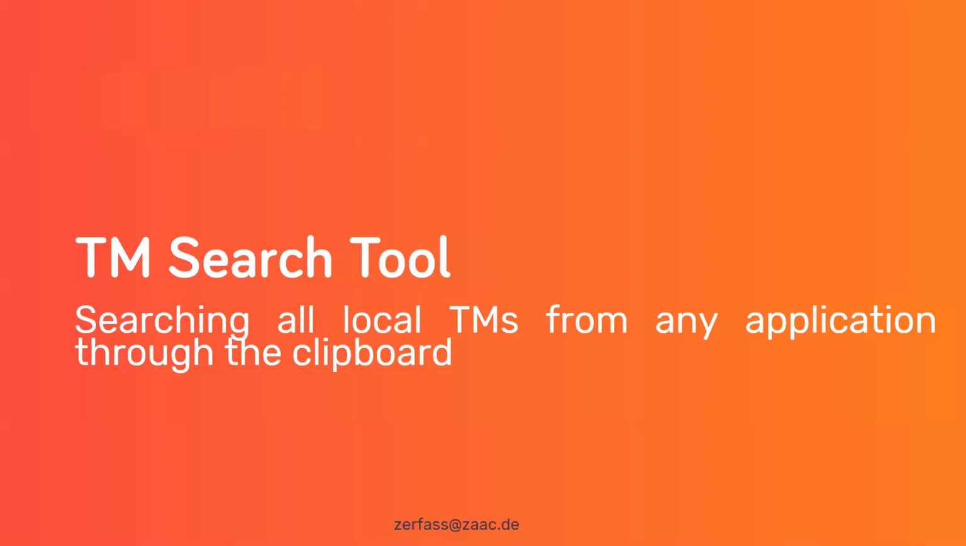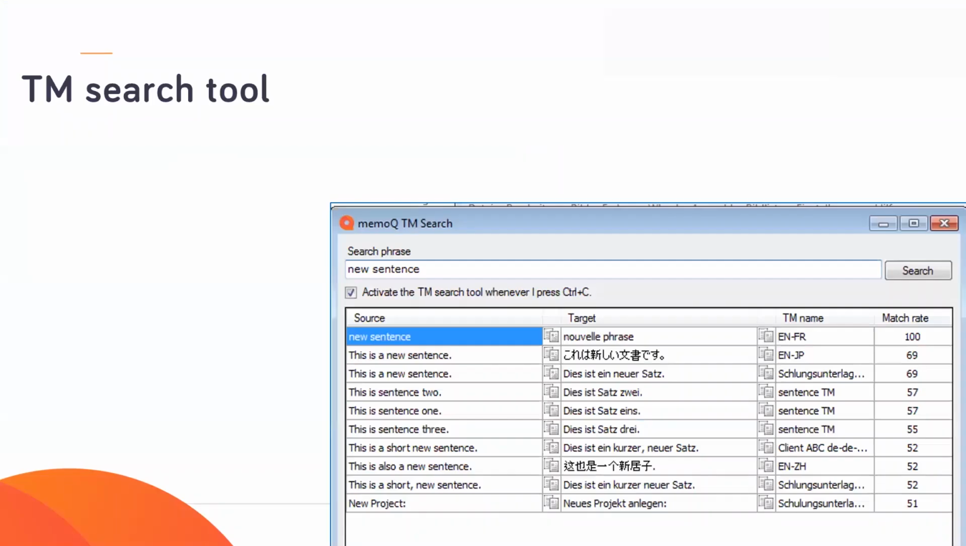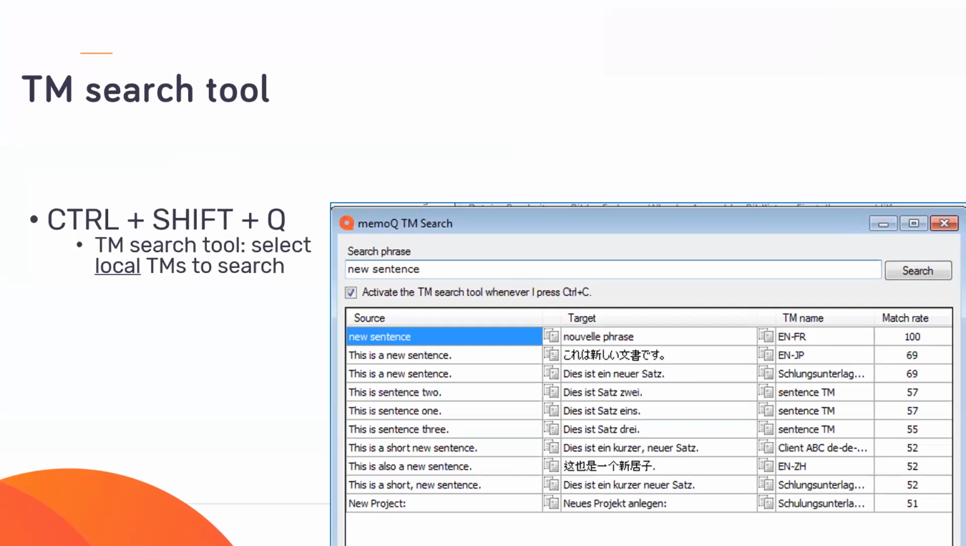Another search, now this is not online, this is local on your machine, would be to search through all the translation memories that you have locally through the clipboard. So not within memoQ, but outside of memoQ. So basically, the TM search tool actually is installed together with memoQ. So you can use Control-Shift-Q to call up this small window.